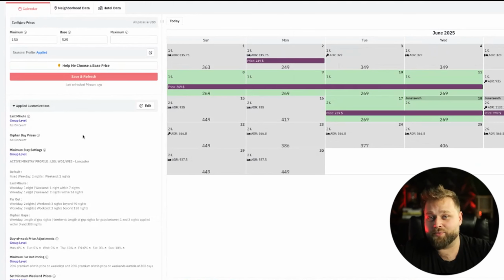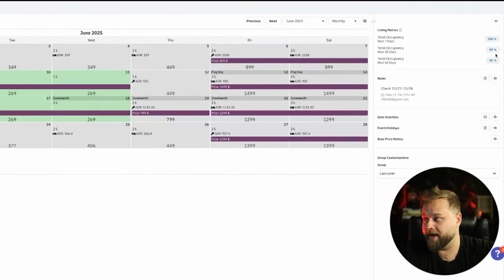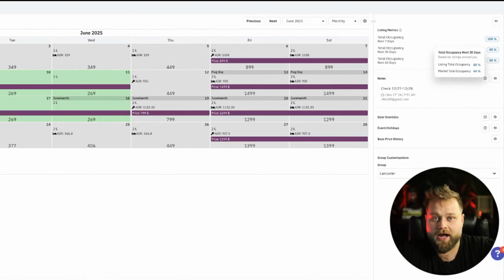So in the past, I really only managed my PriceLabs by changing this base rate and my minimum rate, and then taking a look at what my calendar looks like and seeing how my metrics compare to the market. If I see here that I'm at 20% occupied when the market's at 40%, I would drop my base price. And if I'm at 80% and the market's at 40%, I would increase my base price.